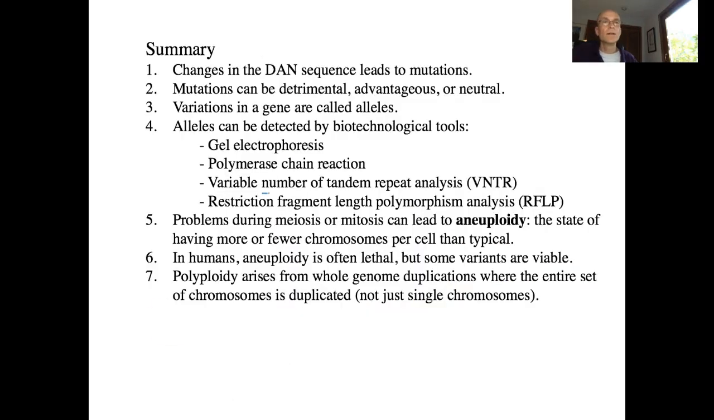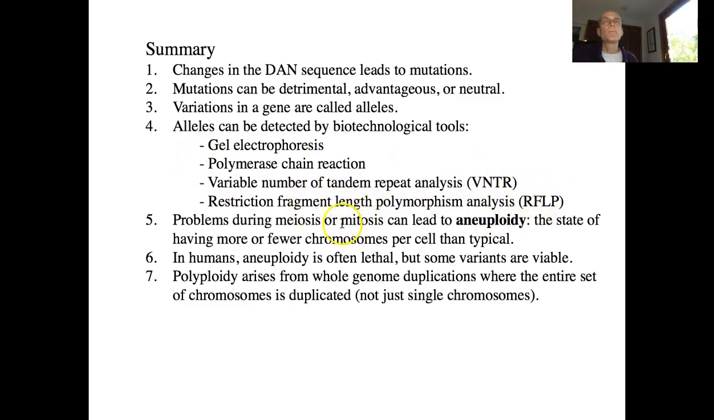Okay, so let's finish it up with a summary. We talked about changes in the DNA sequence, and we said that that leads to mutations. We said that mutations can be detrimental, advantageous or neutral. Variations in a gene are called alleles. Alleles can be detected by biotechnological tools that we discussed through gel electrophoresis. I talked a little bit about polymerase chain reaction, but I said I will come back to that in a later lecture. Variable number of tandem repeat analysis, the VNTR analysis, and the RFLP analysis, so that you should look at.